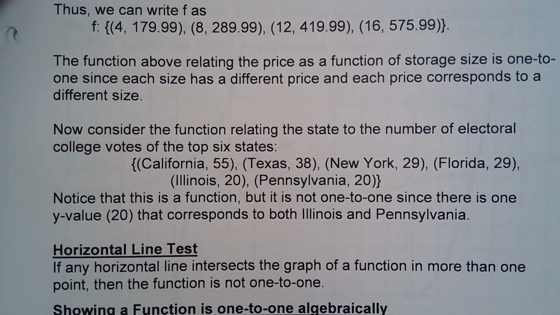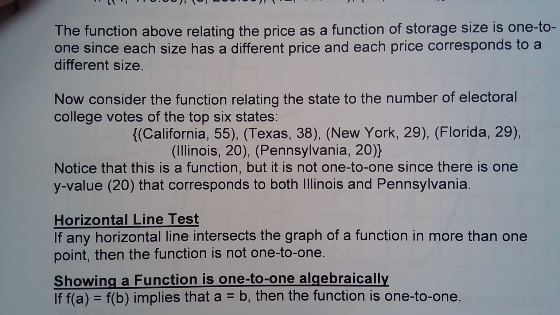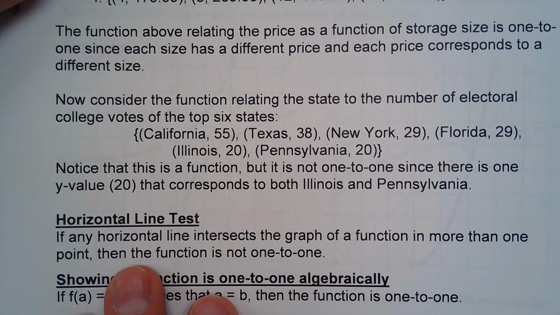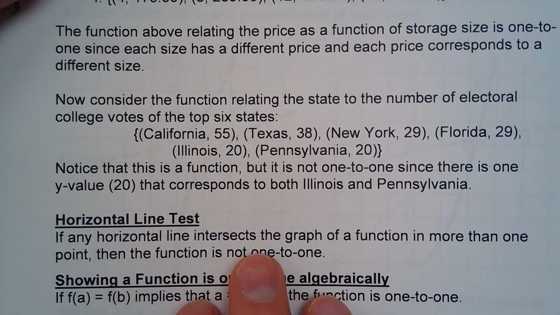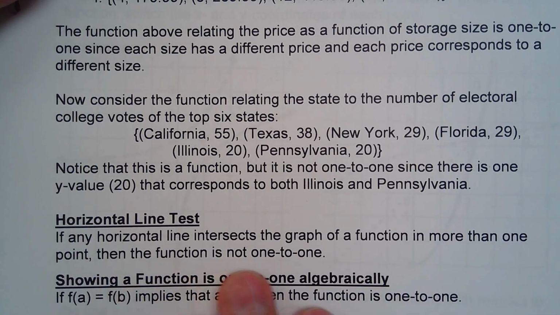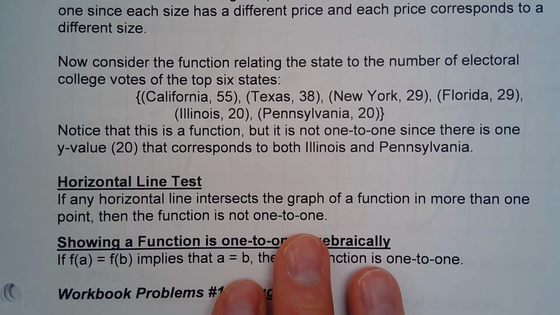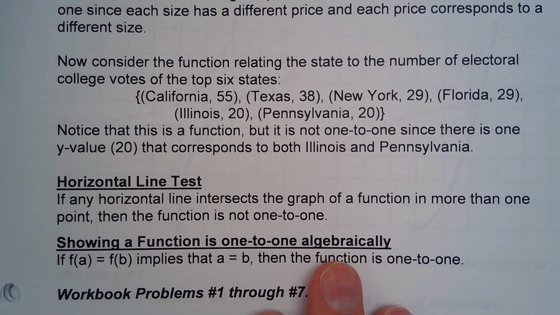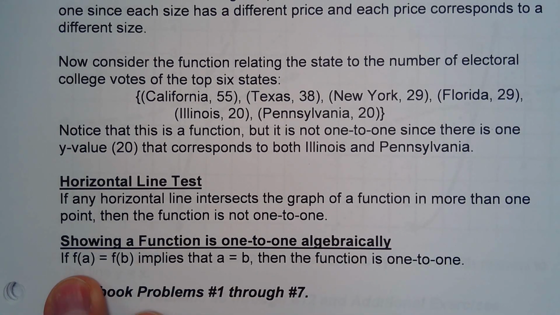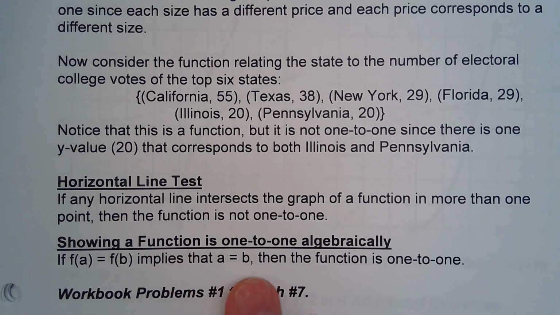And remember when we were doing functions, we had the vertical line test? Well, if we have a function, we have something called the horizontal line test that shows it's one-to-one. If any horizontal line intersects the graph of a function in more than one point, then the function is not one-to-one. Now, to show a function is one-to-one algebraically, you would have to set f of a equal to f of b and solve it. And if you get a equals b, then the function is one-to-one.